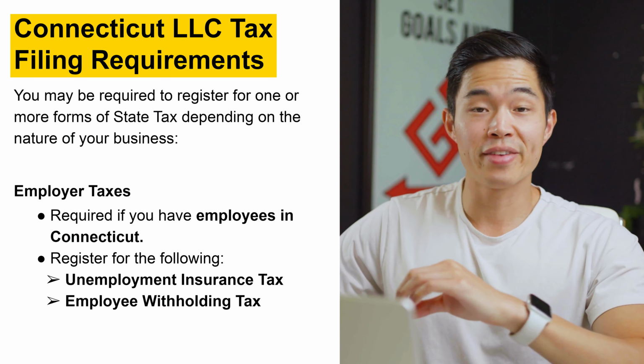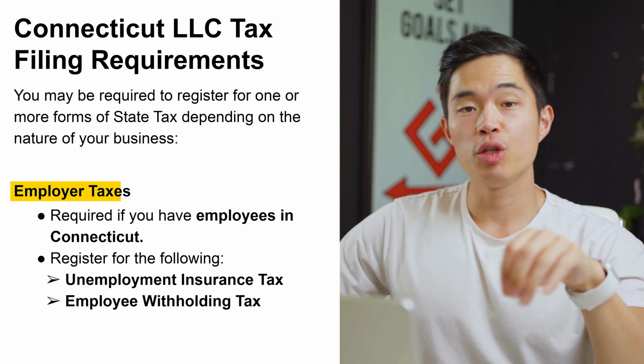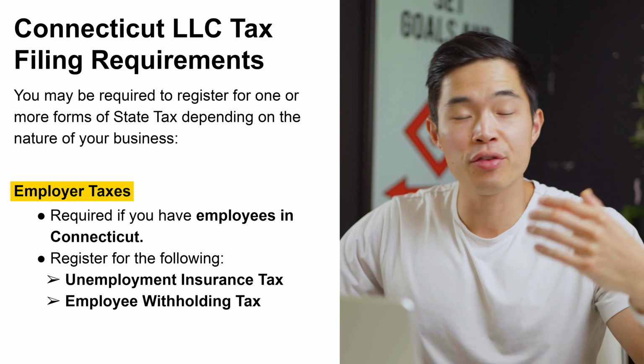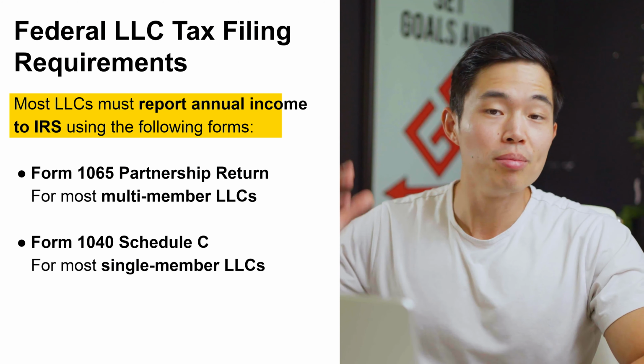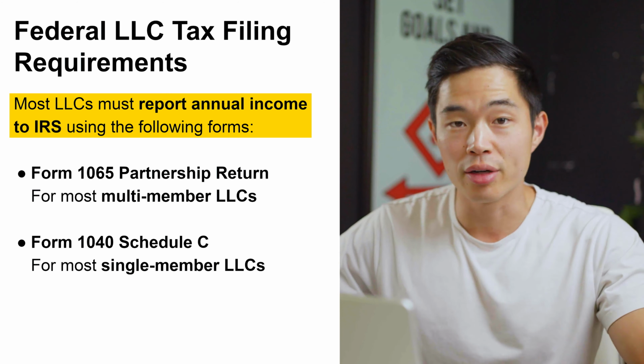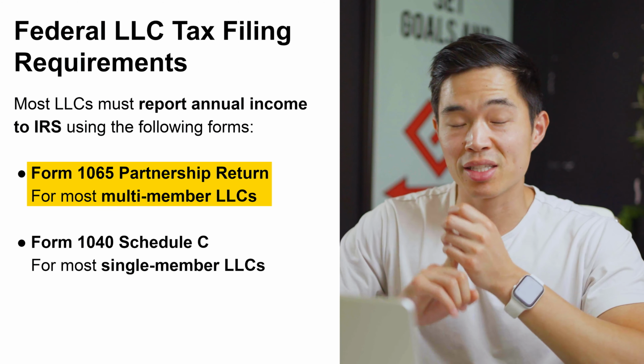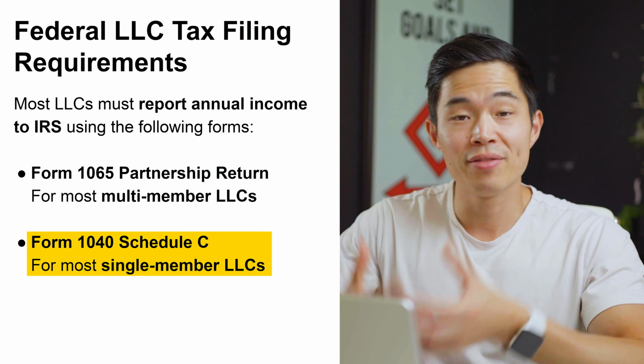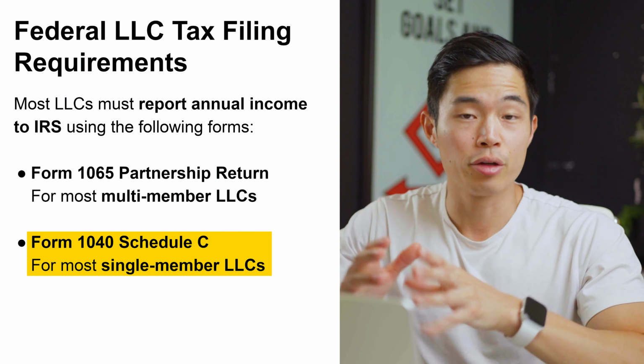Now, there are some tax filing requirements that you guys should be aware of. You do need to pay employer taxes if you have employees in the state of Connecticut, and you must report your annual income to the IRS. This is done either using Form 1065 for partnerships or Form 1040 Schedule C for most single member LLCs.